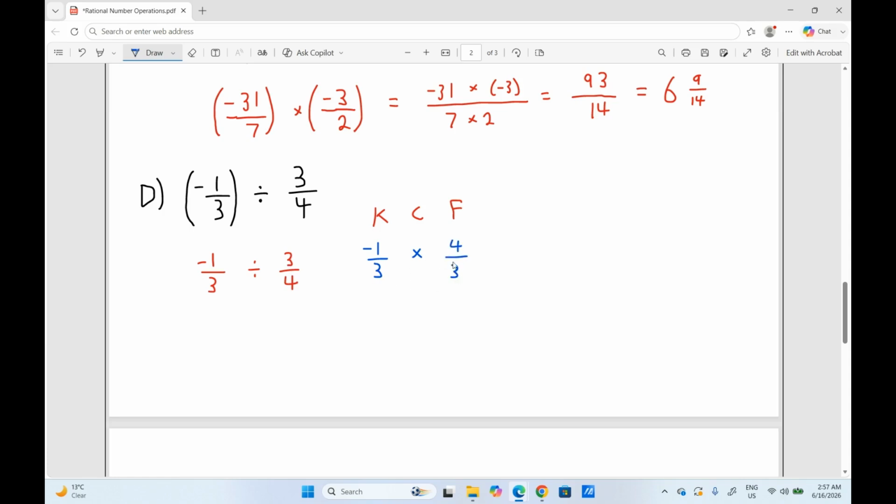Now I just apply my multiplication. So I multiply the top number by the top number, so negative 1 times 4, and multiply the bottom number by the bottom number, and I have 3 times 3 here. A negative times a positive will just be a negative still. So negative 1 times 4 is negative 4. 3 times 3 is going to be 9. So my final answer is negative 4 over 9.